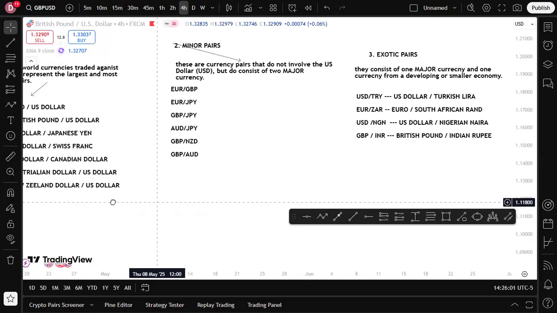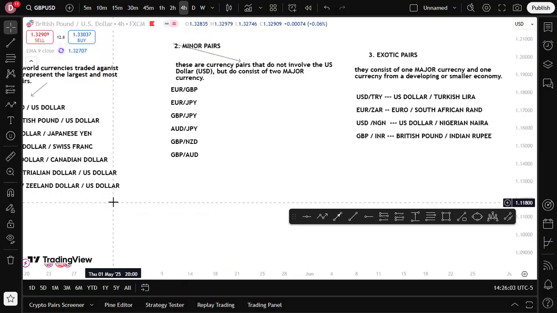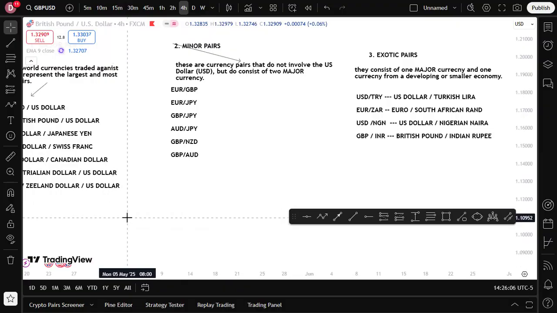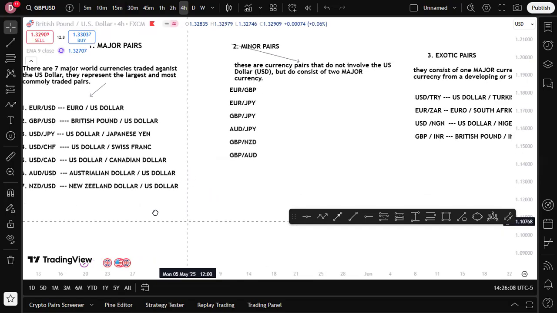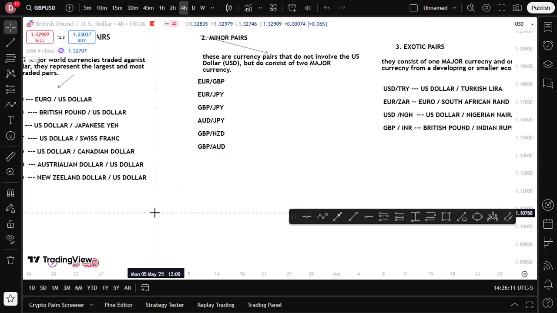While for the exotic pairs, this consists of one major currency, right? One major currency, and then compared with a smaller or developing economy. For instance, like South Africa, Turkey, Nigeria, Singapore, India, and many countries. As long as their economy is still small or developing, you can just pair them with any major currency pair. That is for the exotic pairs, right?